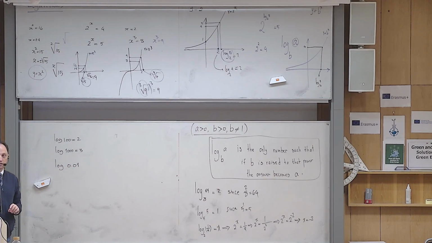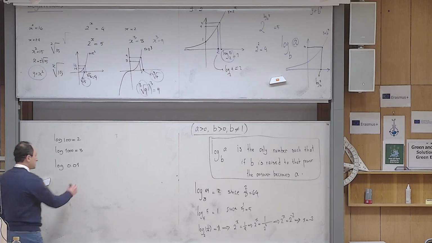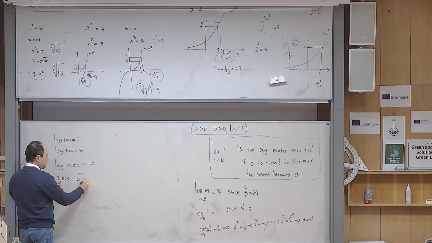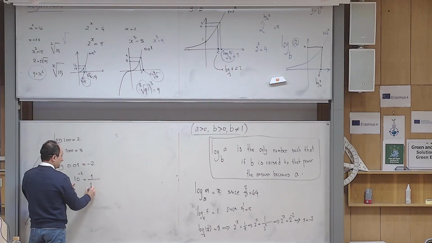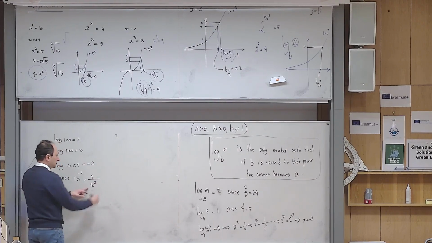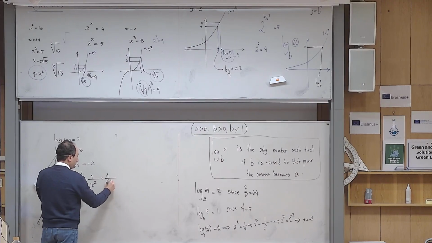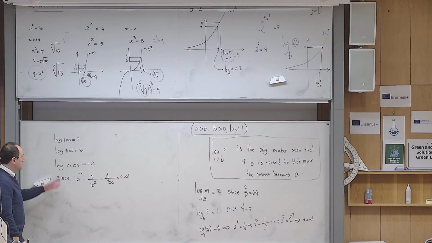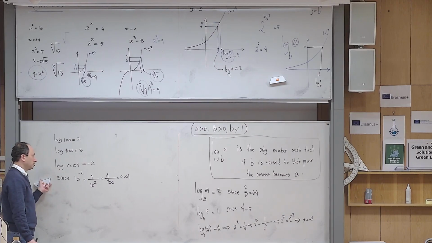Minus 2. Why is that? Since 10 to the power of minus 2 is equal to 1 over 10 to the power of 2, which means 1 over 100. 1 over 100 is 0.01. So that is it. It's not hard at all. You first have to get used to this way of thinking, but the hard problems will come in the future, and these are not hard.